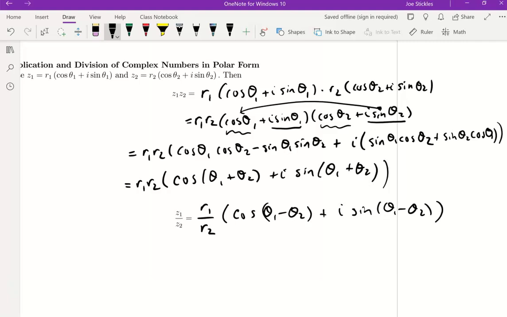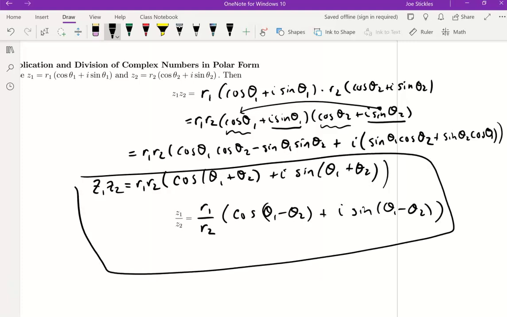So again, when your complex numbers are in polar form, multiplying and dividing becomes a lot easier. These are your two formulas that you have. So again, when you multiply, you add the angles. When you divide, you subtract the angles. That's all we have to do.